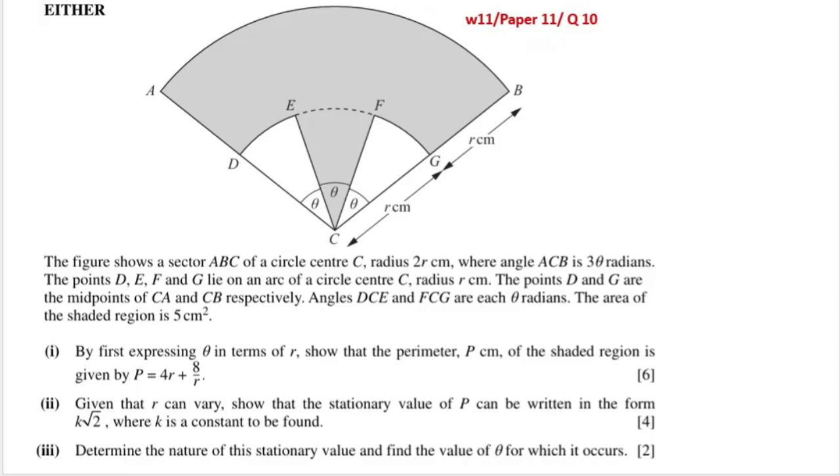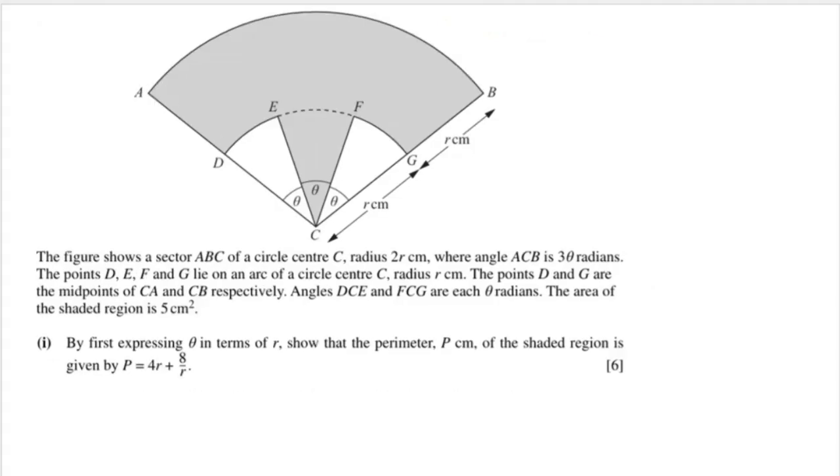And this one is taken from Winter 11, paper 1-1, question 10. I would like you to pause the video, copy the question, try it yourself, and then later you can check your answers. The figure shows a sector ABC of a circle center C. We can see there's a center and a sector given, radius 2r centimeters, where angle ACB is 3 theta radians. So we can see there's a 3 theta, but it's kind of divided into 3 identical smaller sectors as well.